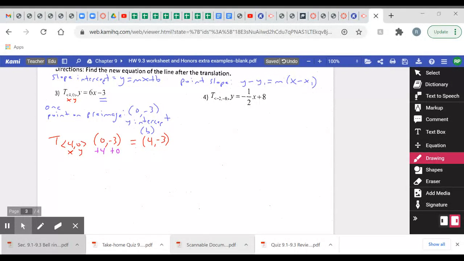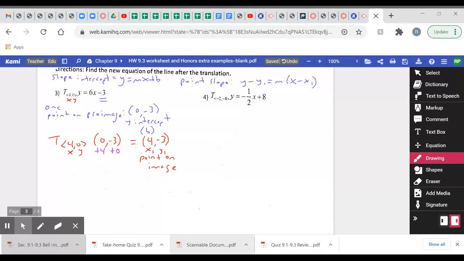That is our new point after we translated. The pre-image is where we started, and now this 4, -3 is going to be a point on the actual image. So I'm going to say point on image, and I'm going to label it x1, y1.